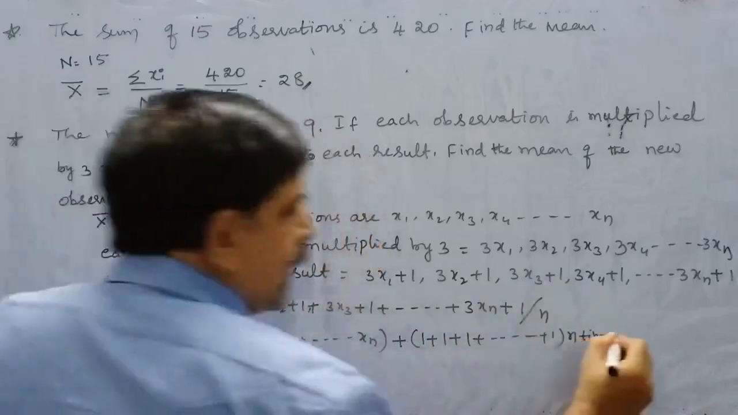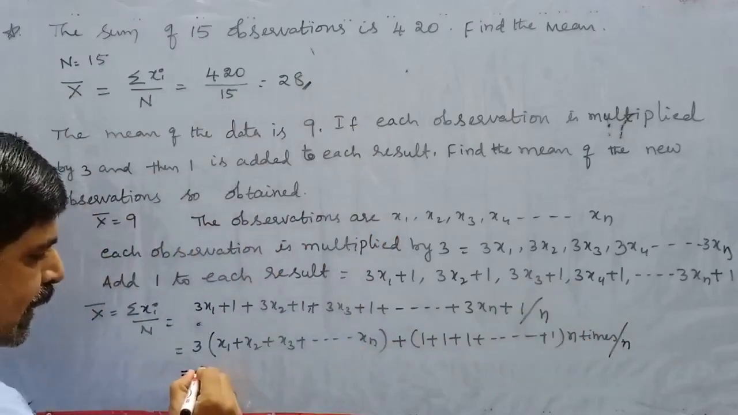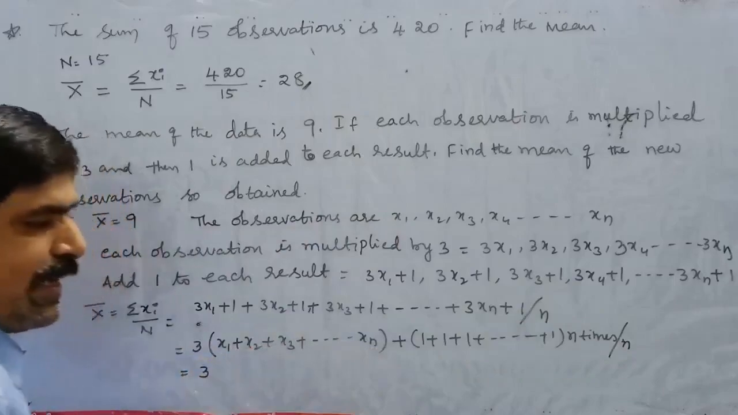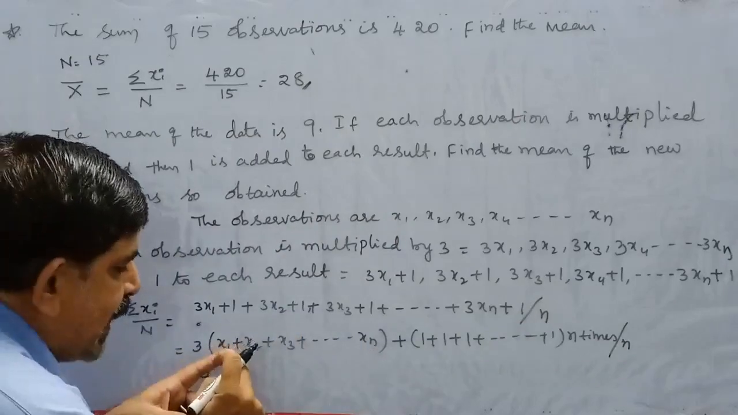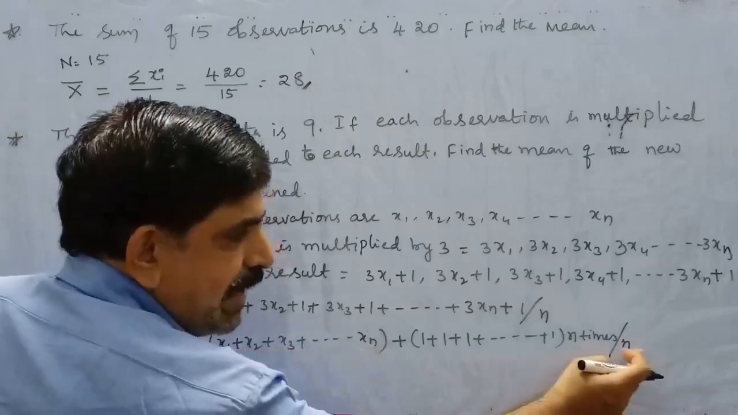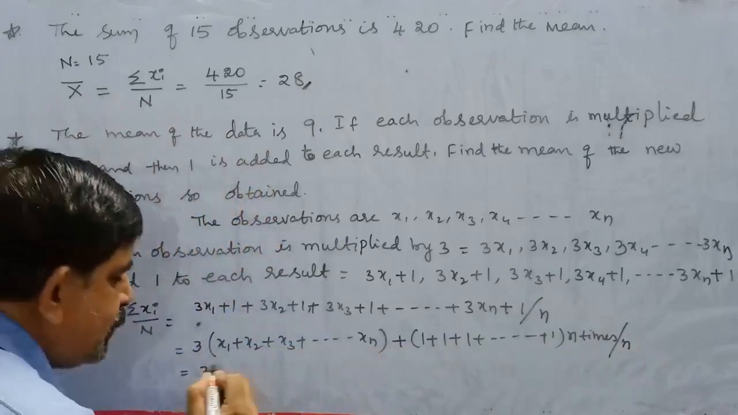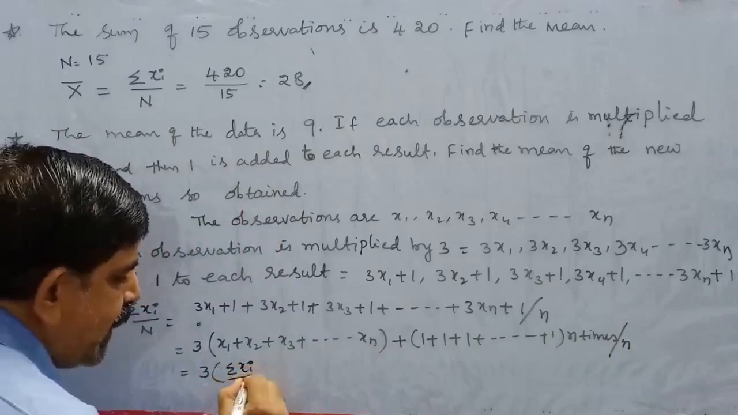Okay. By n. 3 into x1 plus x2 plus x3 and so on, xn divided by n, is nothing but the average. Split this one, you will get n here. Then 3 into sigma xi by n.